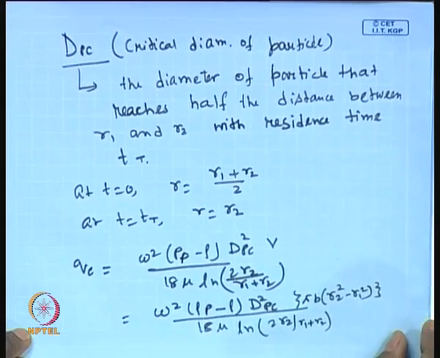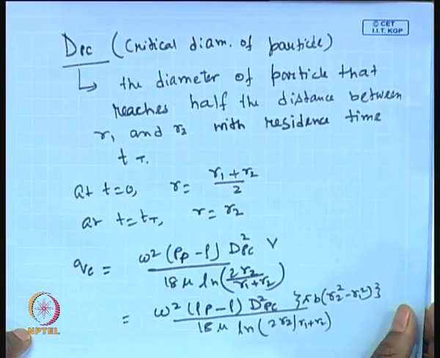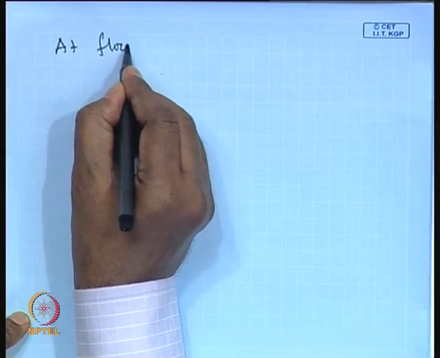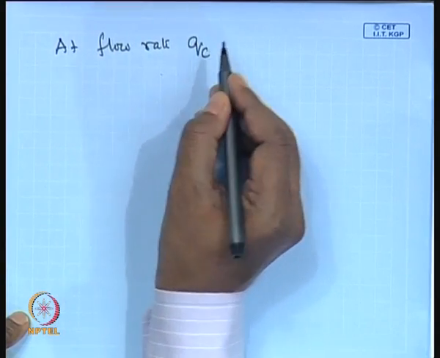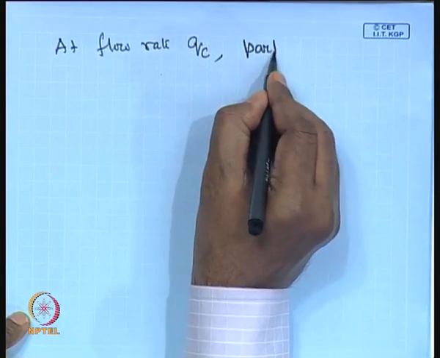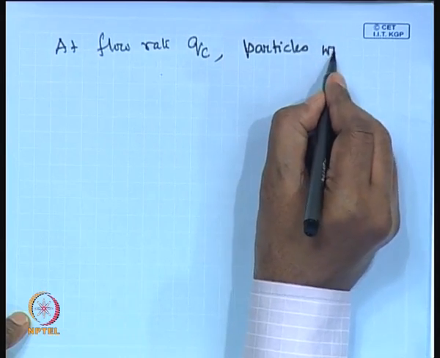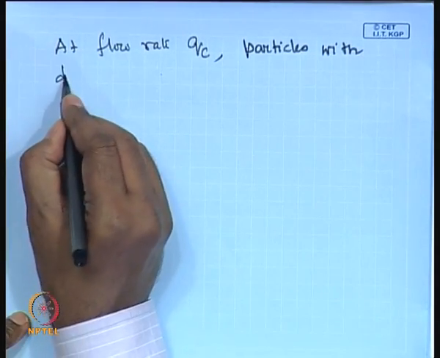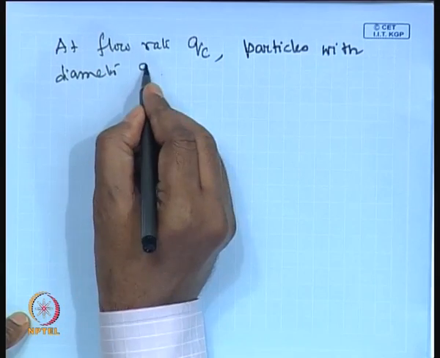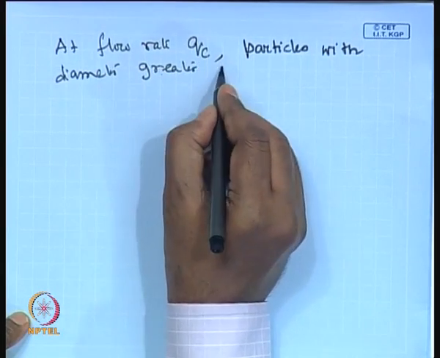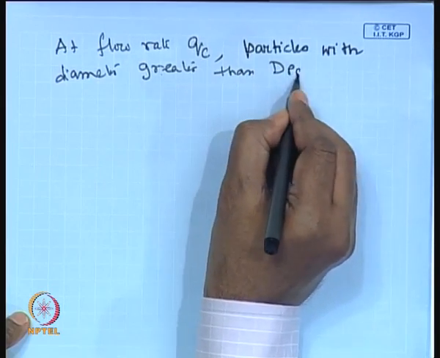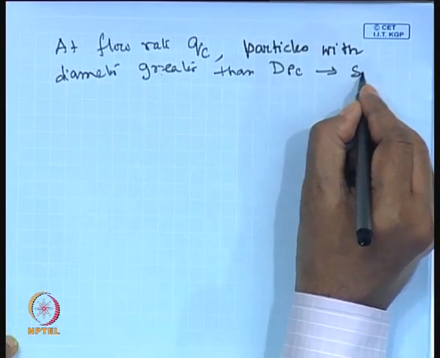Okay. So, at this flow rate, that means at the flow rate of QC, particles with diameter greater than dpc will settle to the wall, and most of the smaller particles will remain in the liquid and they will go out with the liquid. So, at flow rate QC, particles with diameter greater than dpc settle to the wall.